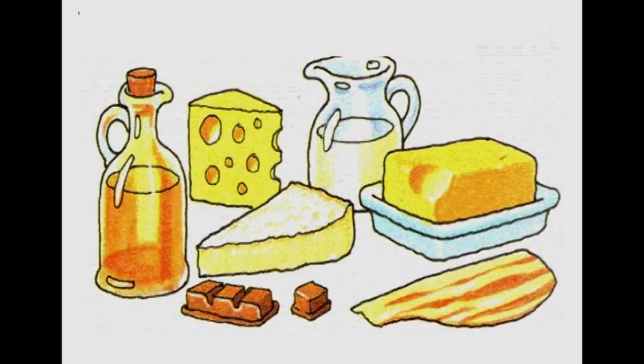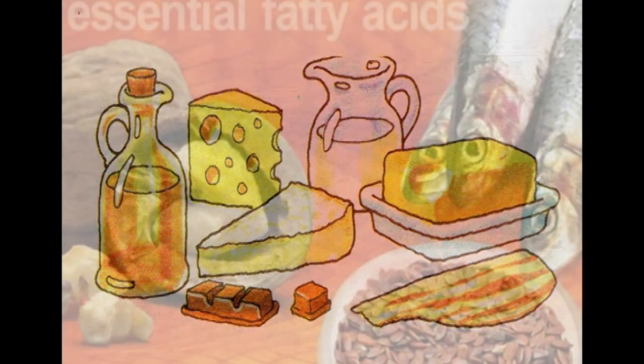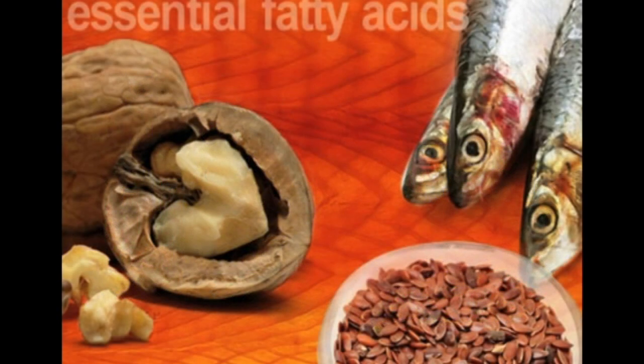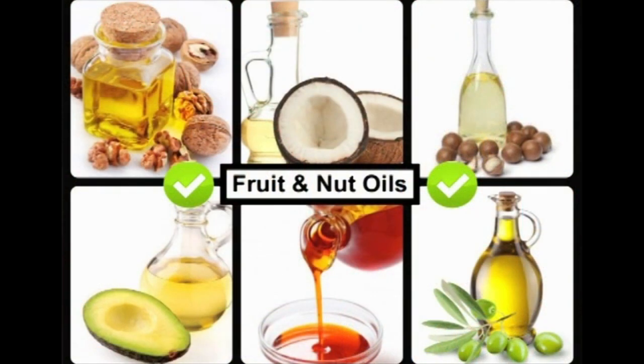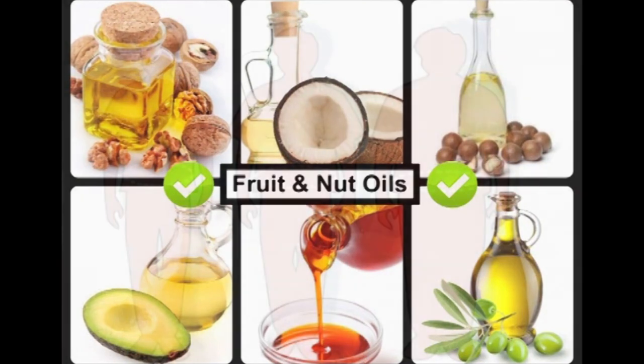The third nutrient is fats. These are the most concentrated form of energy. They are also carriers of fat-soluble vitamins and a source of essential fatty acids. Generally, 30% of human energy requirements are met by fat.